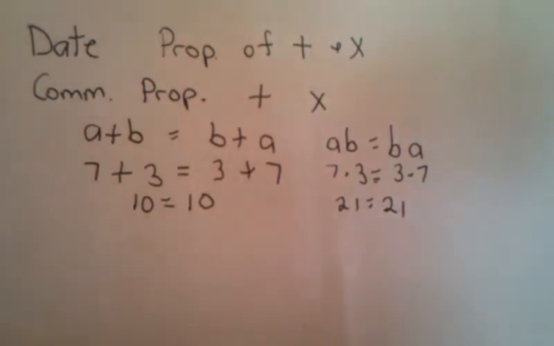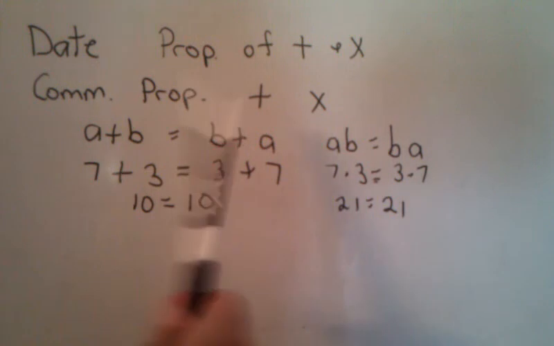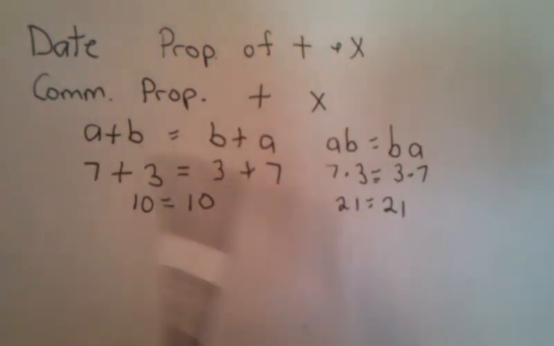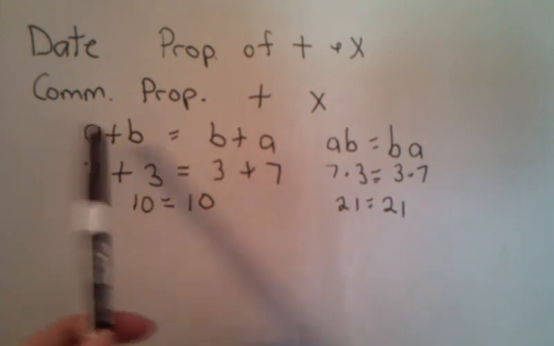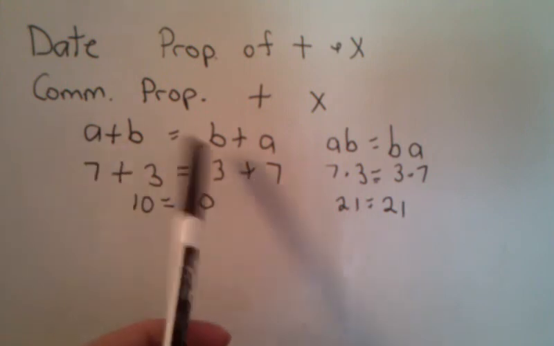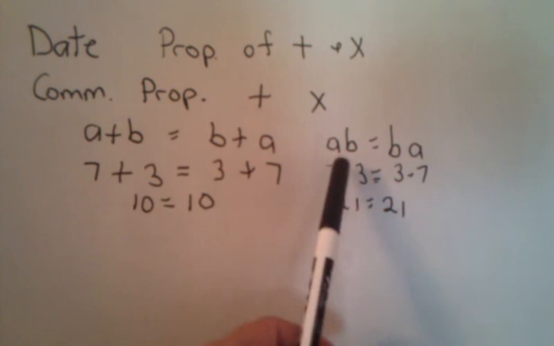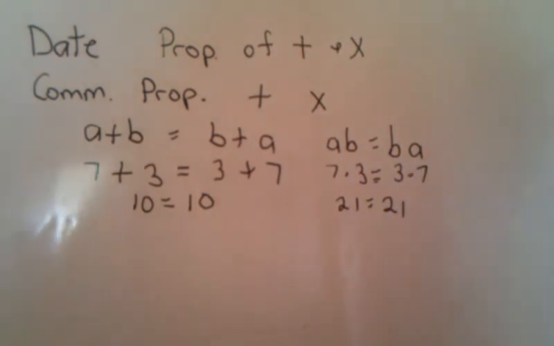Okay, so we said that the commutative property works for addition and multiplication. It says that you can change the order and you're still going to get the same result. A plus B equals B plus A, and A times B equals B times A. That's the commutative property. Alright, now let's talk about the associative property.